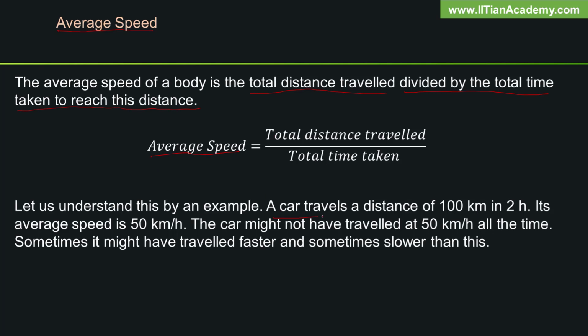A car travels a distance of 100 kilometers in 2 hours. Its average speed is 50 kilometers per hour. The car might not have traveled at 50 kilometers per hour all the time. Sometimes it might have traveled faster and sometimes slower than this.